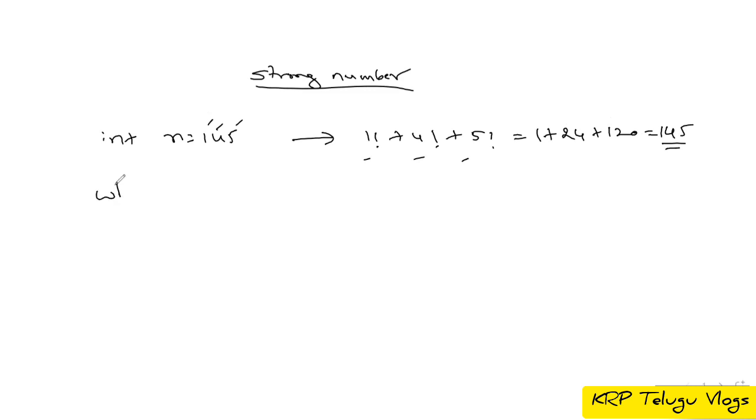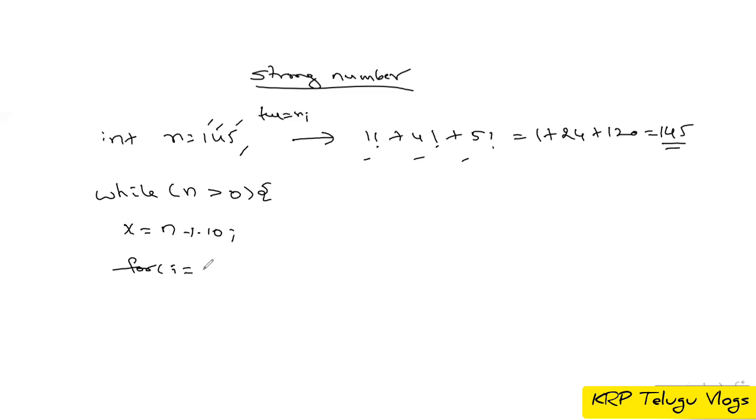So now, while n is greater than 0, I will store this in temp. Temp is equal to n. While n is greater than 0, what will we do now? x is equal to n modulus of 10. So now, how will you find out the factorial? With a for loop.